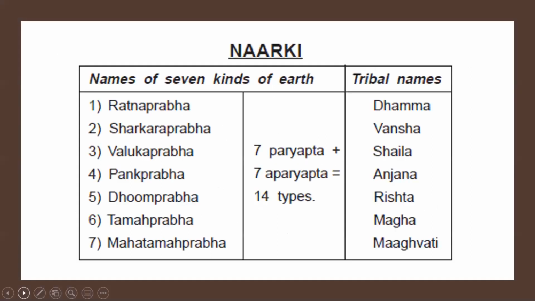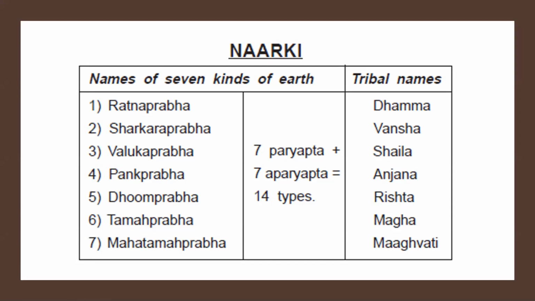So we saw there are 7 Narkavas from Ratna Prabha to Mahatam Prabha. And we saw the pain, the sufferings, the torture, everything increases as you go down to the 7th Narkavas. Now in our Shastra, there is a name for the Jeevs of each Narkavas. So Jeevs that are born in Ratna Prabha are known as Dhamma, and so on and so forth. And the Jeevs born in Mahatam Prabha are known as Magvati.